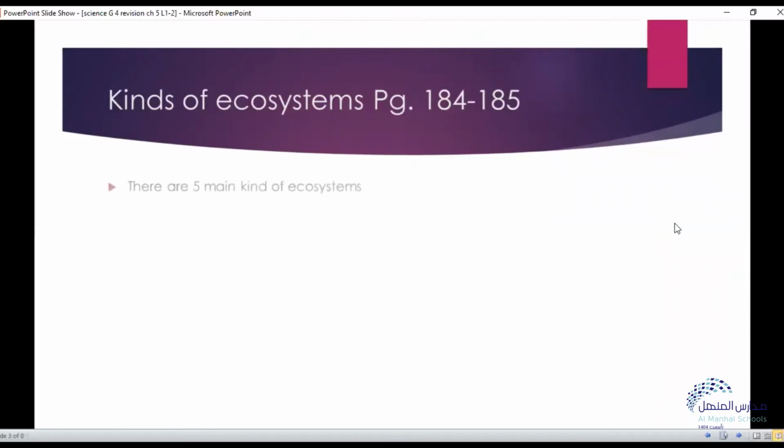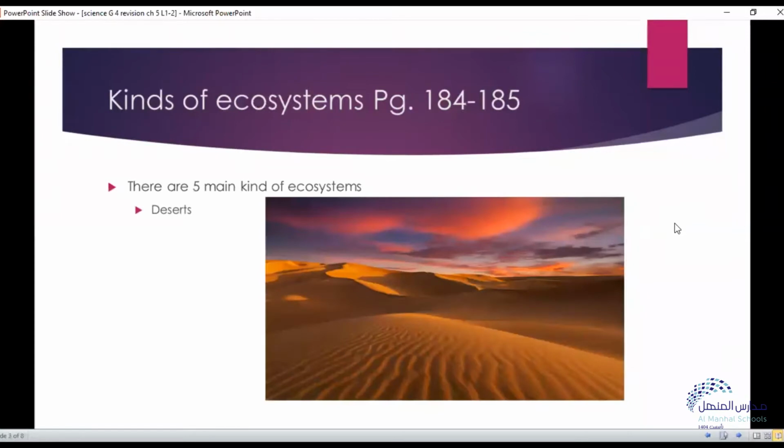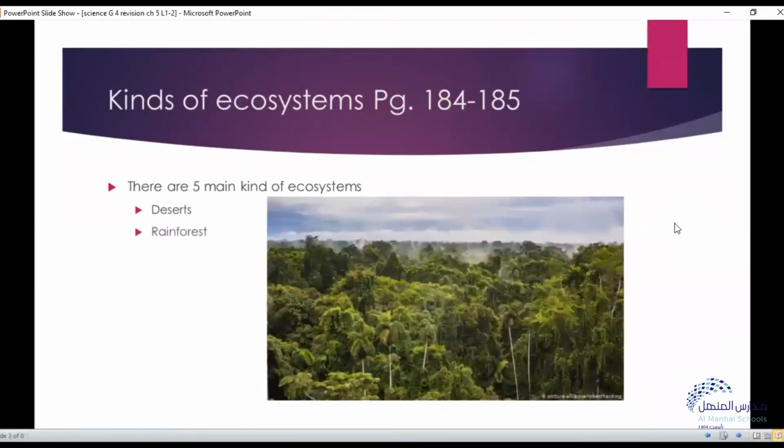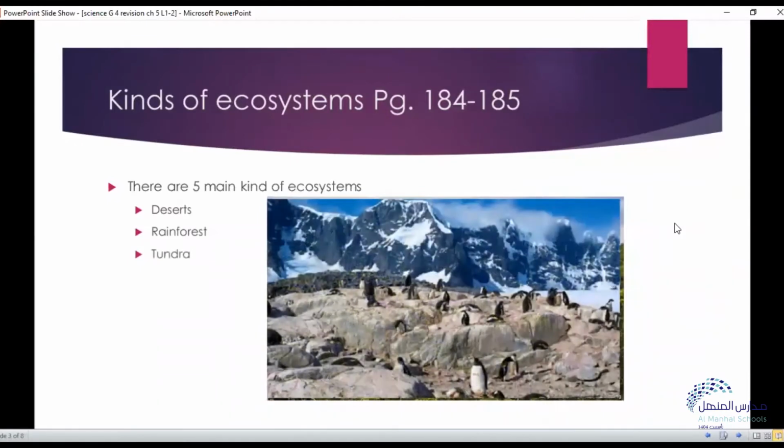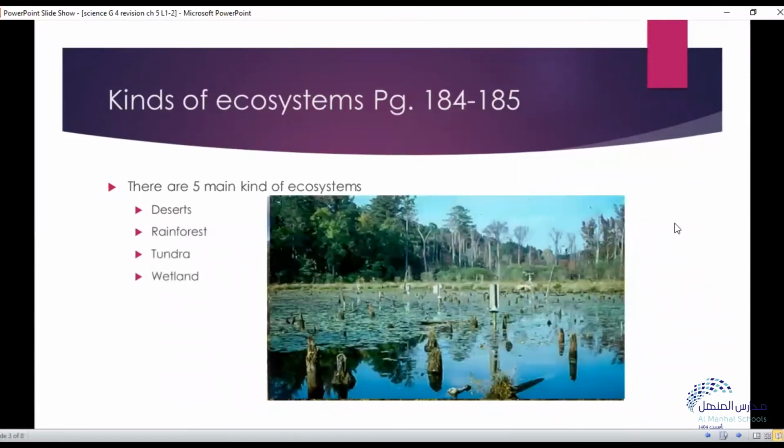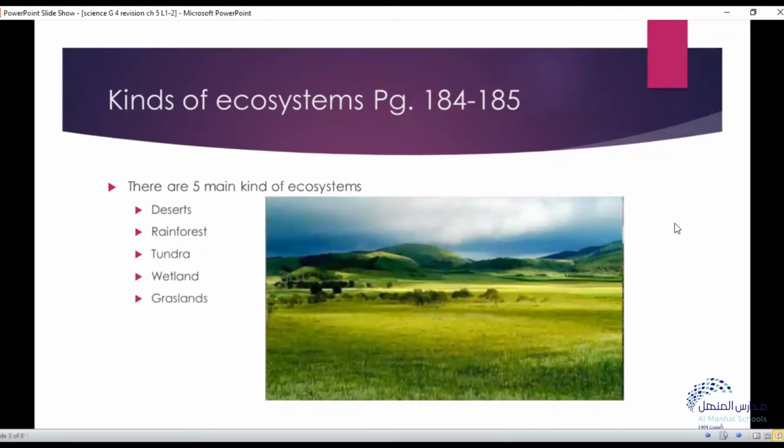Kinds of ecosystems. There are 5 main kinds of ecosystems: deserts, rainforests, tundra, waterlands, and grasslands.